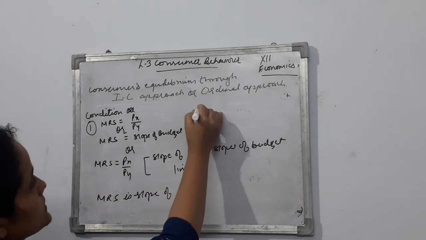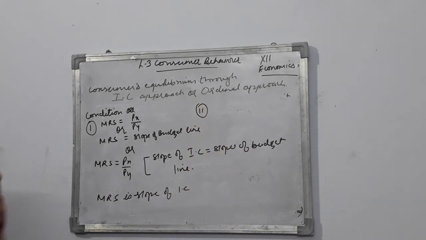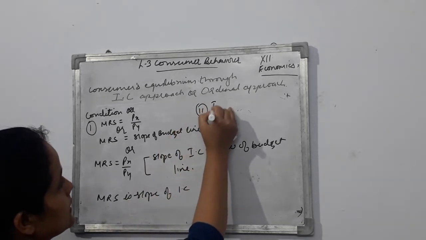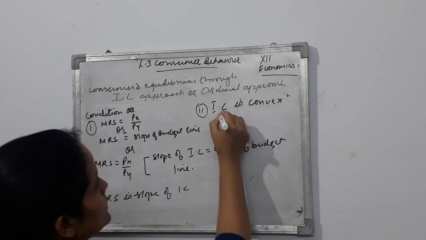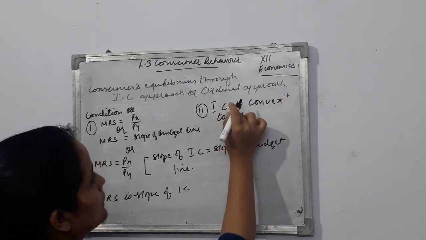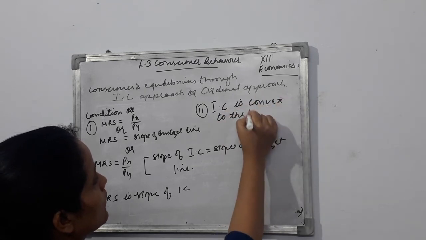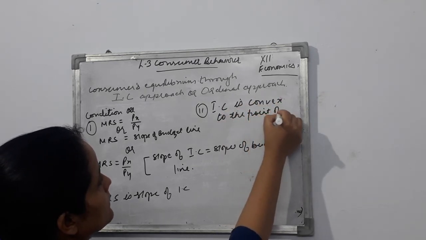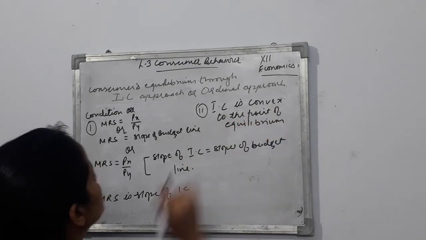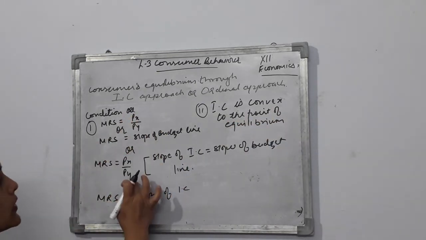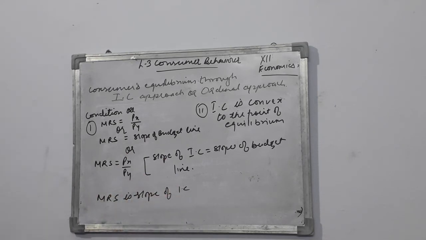What is the second condition? The second condition says that indifference curve is convex to the point of equilibrium. This is the first condition. The और करके मैंने जो लिखा है, this is just to make things easier for you.